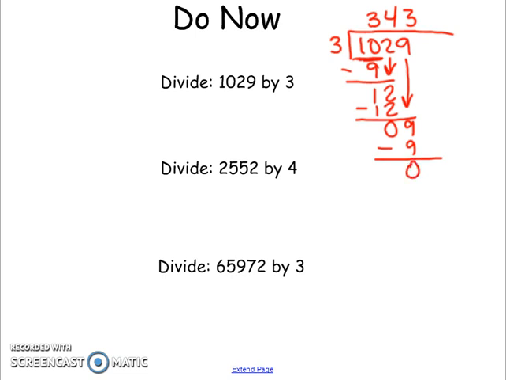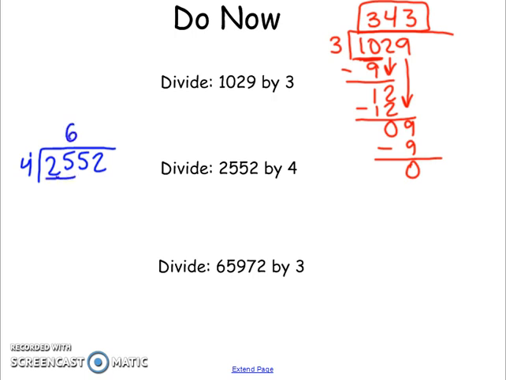So it goes in evenly, there's no remainder. And 343 is my answer. Okay, so let's look at the second example. So 4 on the outside, 2,552 on the inside. So 4 can't go into 2, but 4 can go into 25.